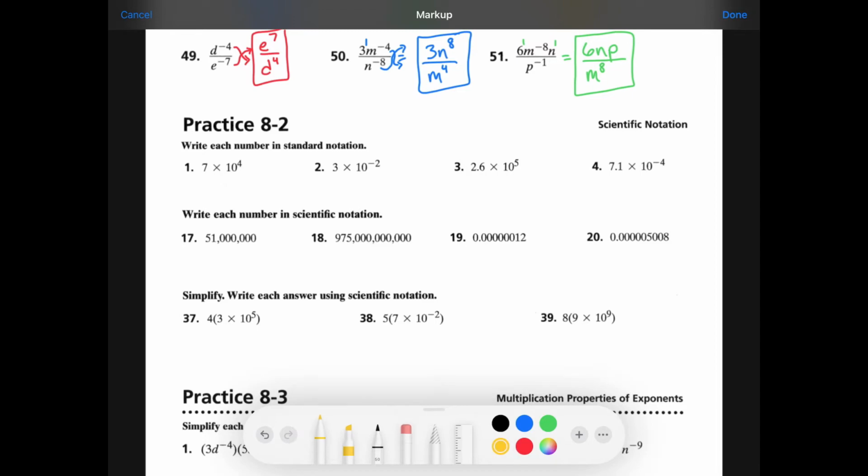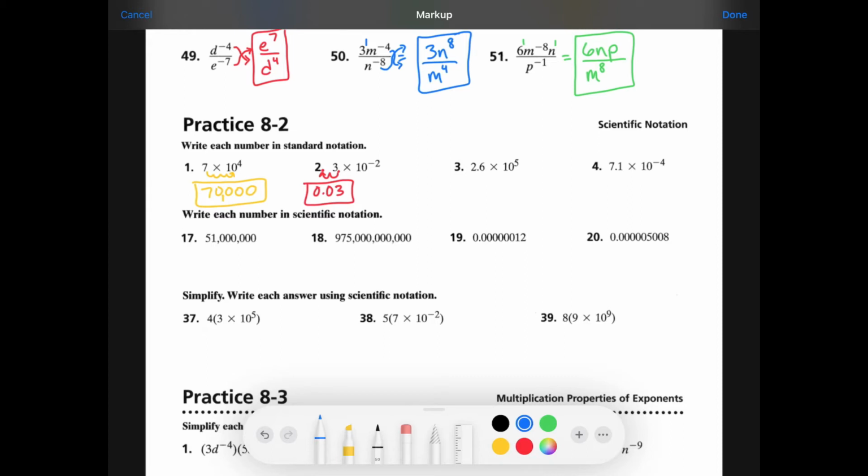So that's going to be a large number because our exponent is big. That means we're moving the decimal 4 places to the right. So there's going to be 4 zeros behind that 7. Always put in your commas. If the exponent's negative, you move it that many places to the left. Or you can remember, there's got to be 2 zeros in front of it if your exponent's negative 2.